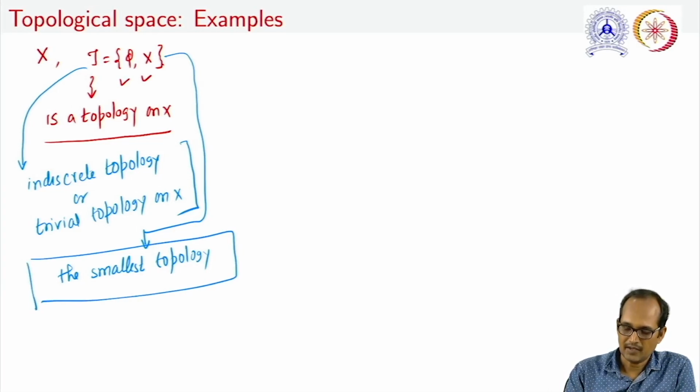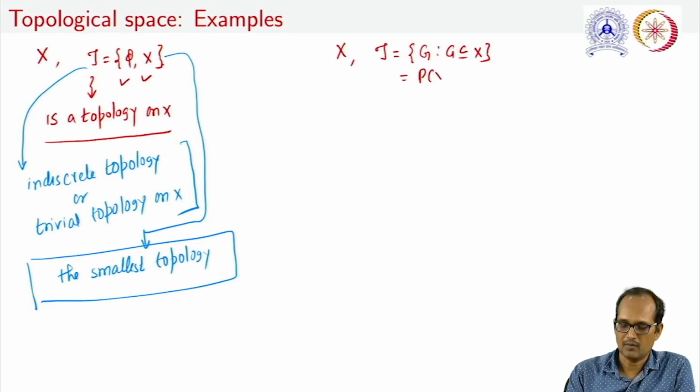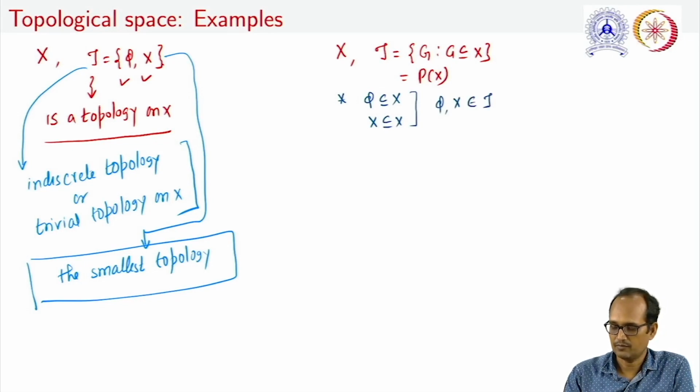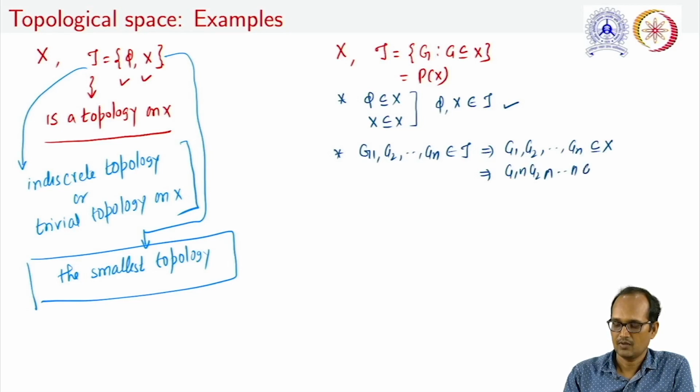Moving ahead, again begin with a non-empty set X and define tau as the collection of all G such that G is a subset of X. Precisely, this tau is nothing but the power set of X. Then tau is again a topology on X, as the empty set is a subset of X. X itself is a subset of itself. Therefore, the empty set and X both are members of tau. If we are taking G1, G2, Gn in tau, it means that G1, G2 and Gn all will be subsets of X and their intersection will also be a subset of X, and therefore G1 intersection G2 intersection Gn belongs to tau.